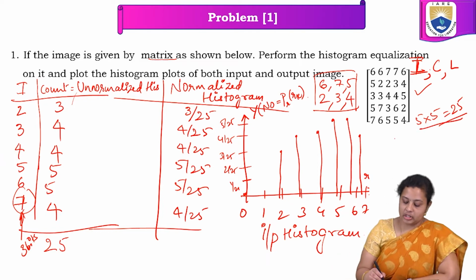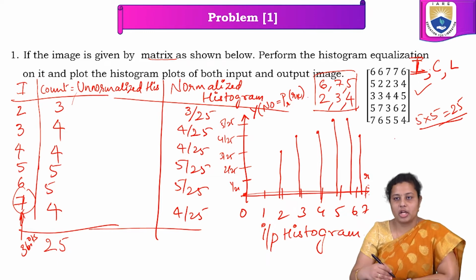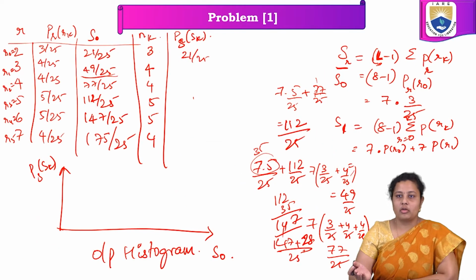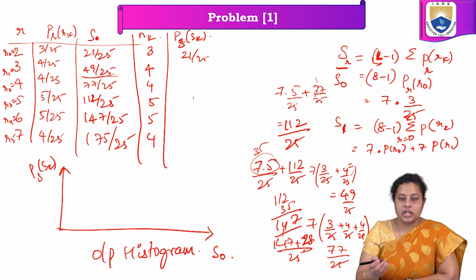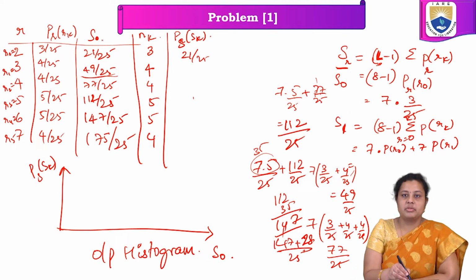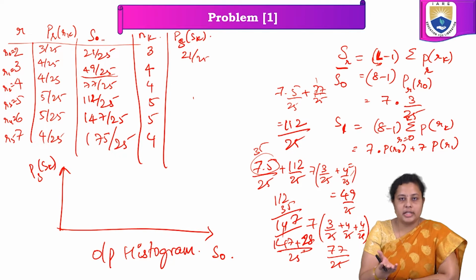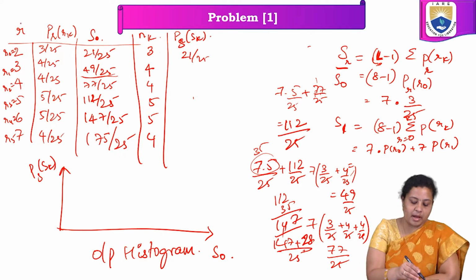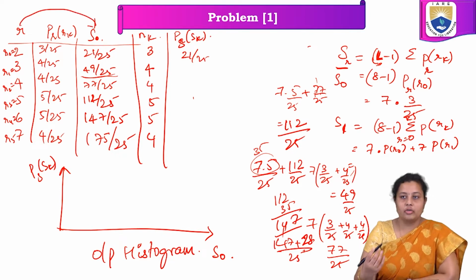Then we are plotting the R value on my x-axis, and on the y-axis we are taking the normalized histogram. Based on that, we have plotted my input histogram, right? After this, we are going for my output histogram. There, the first step is we have to calculate the output intensity values, which are mapped from R to S. So how do we do that?